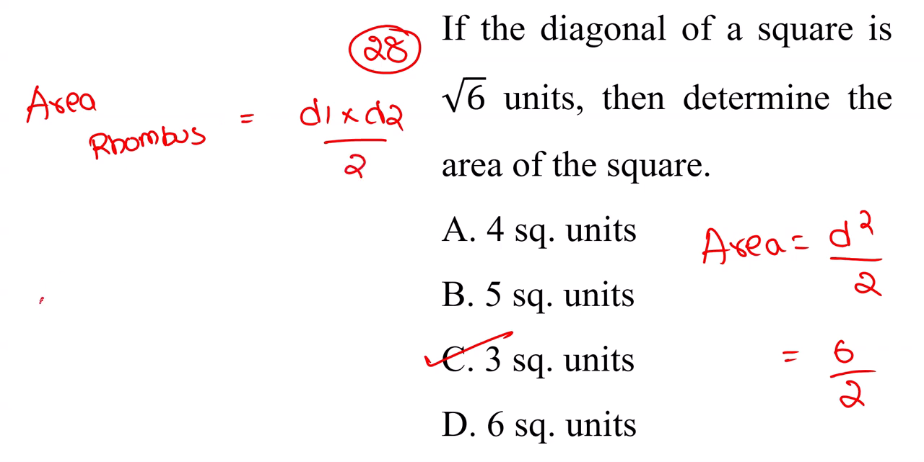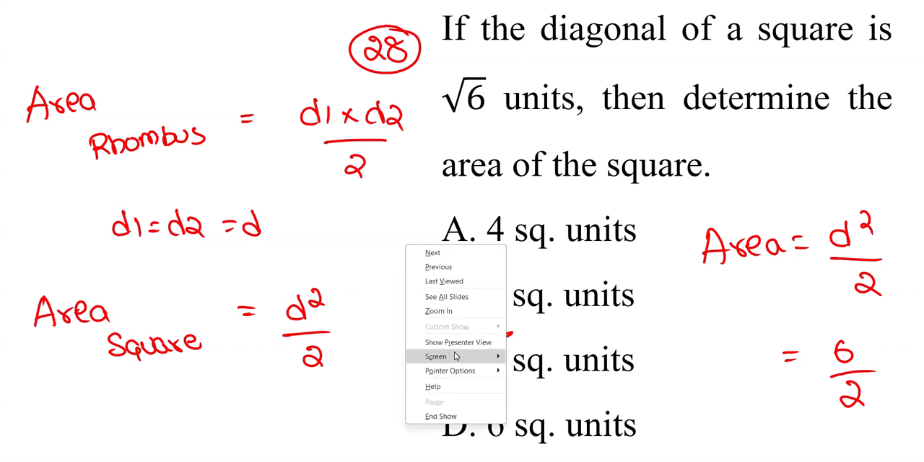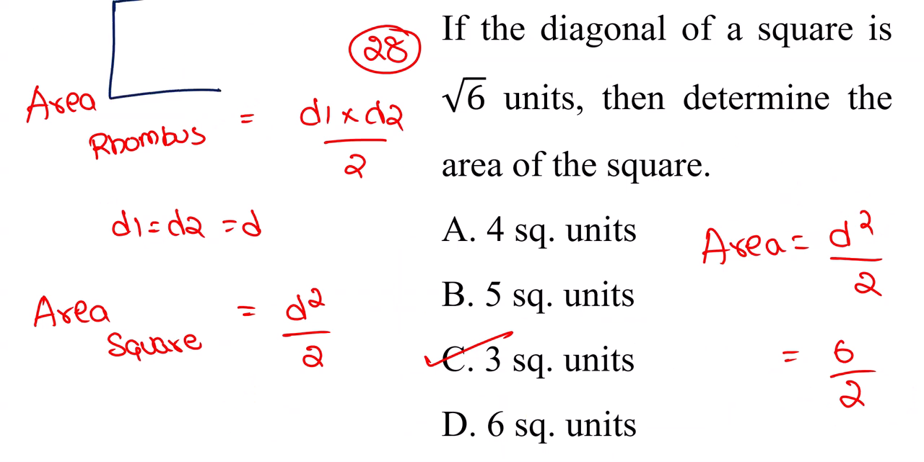See, for rhombus and square, the only change is if diagonals are equal, a rhombus will become a square. I am giving a path to recall both formulas. If diagonals are equal, you can consider it nothing but a square. So d1 into d2 divided by 2, this is d square by 2. Or else, sir, I know the area of square formula. From that you can decode, right? See, side is a, then using the Pythagoras theorem, the diagonal will be root of a square plus a square, a root 2 will come. That's the diagonal.